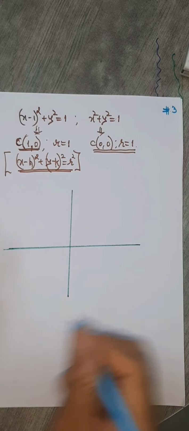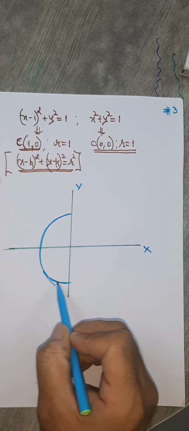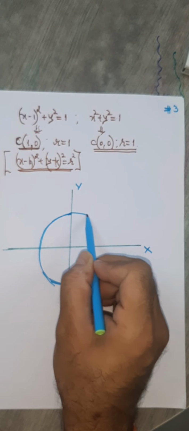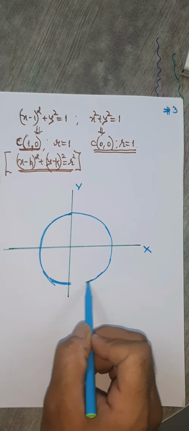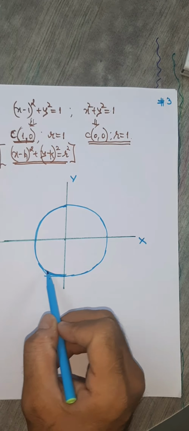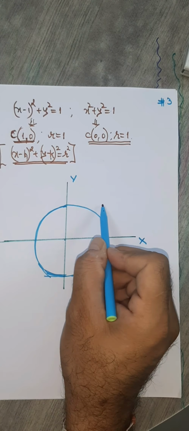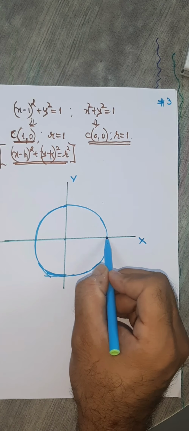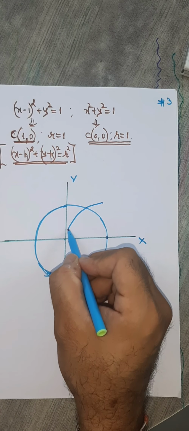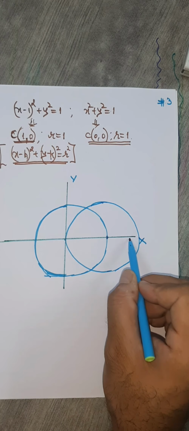Okay, so here you have the x-axis, this is the y-axis. This is one circle I'm drawing here, a circle with center at 0 0 and radius equal to 1. Center 0 0 radius 1. Now the other one is here, center, I'm sorry, I have drawn it a little bit big, center at 1 0, this is 1 0. So the other circle would be like this. This is another circle, right? This is one more circle here.